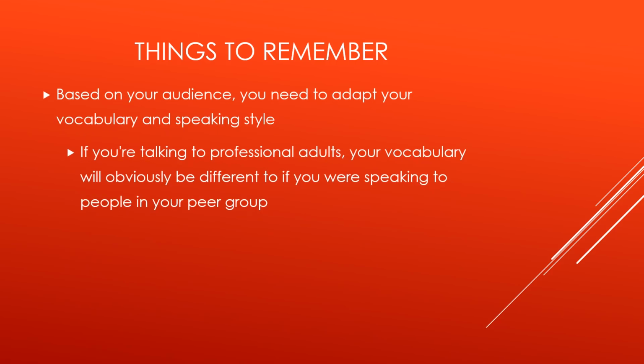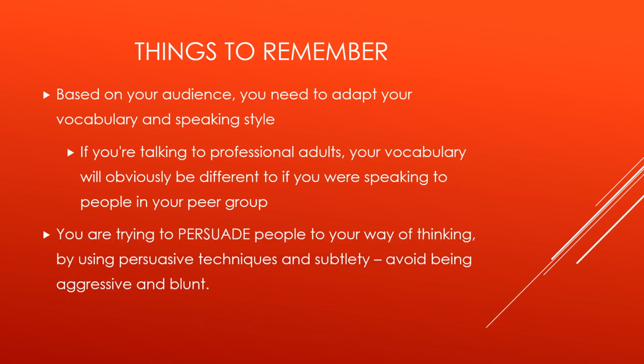So the things to remember. Based on your audience, you need to adapt your vocabulary and speaking style. So if you're talking to professional adults, your vocabulary will obviously be different if you're speaking to people in your peer group. And you are trying to persuade people to your way of thinking by using persuasive techniques and subtlety. Avoid being aggressive and blunt.